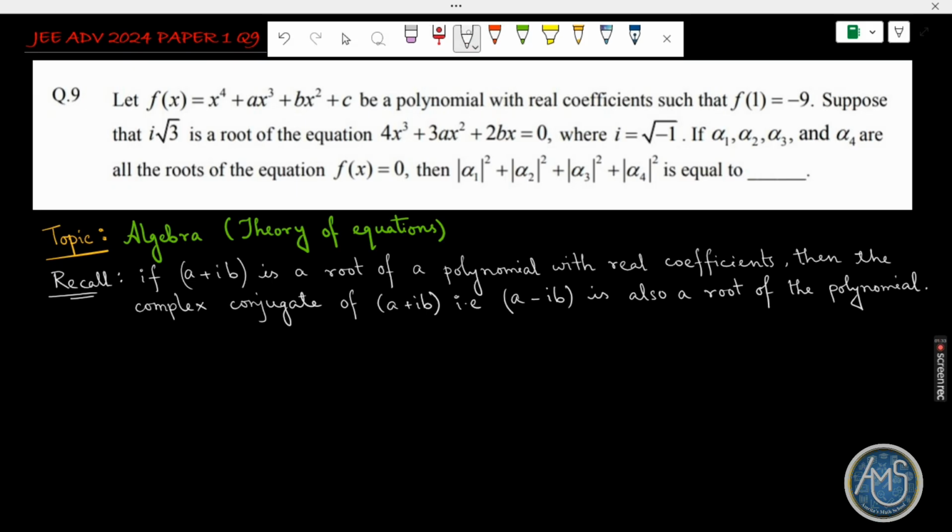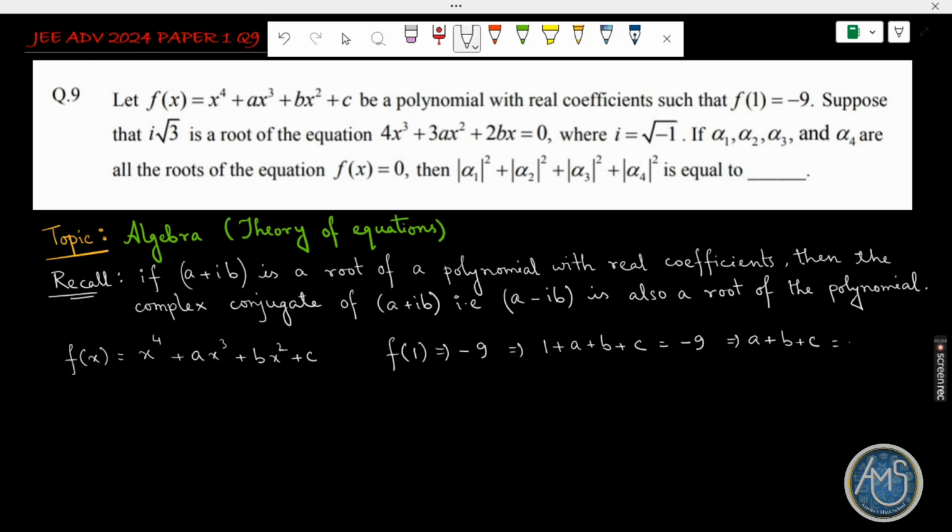It is given that f(x) is equal to x to the power 4 plus a x cube plus b x square plus c, and also given that f(1) is equal to -9. That means 1 plus a plus b plus c is equal to -9, which implies that a plus b plus c is equal to -10.